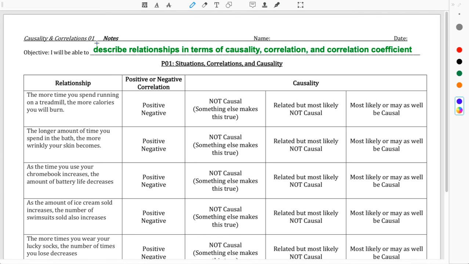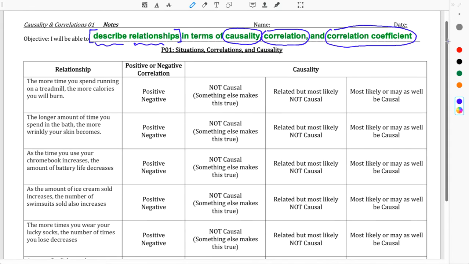All right, so in this lesson, we will describe relationships in terms of causality, correlation, and correlation coefficient. Now let's just dive right in.